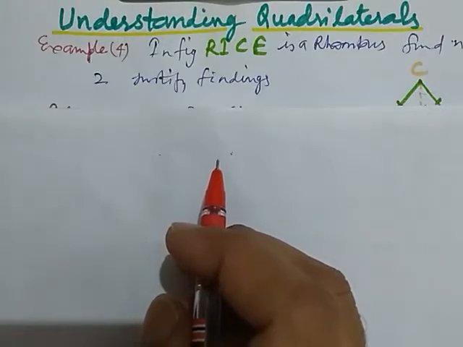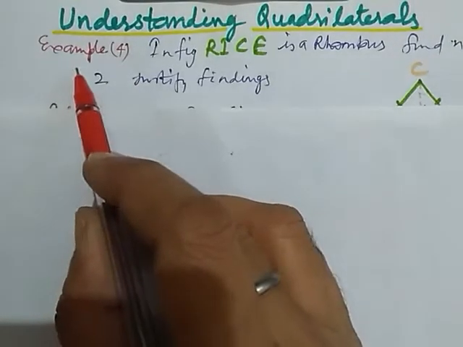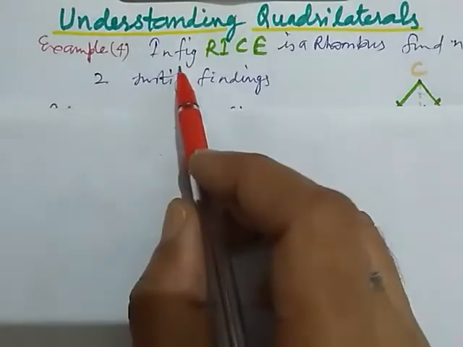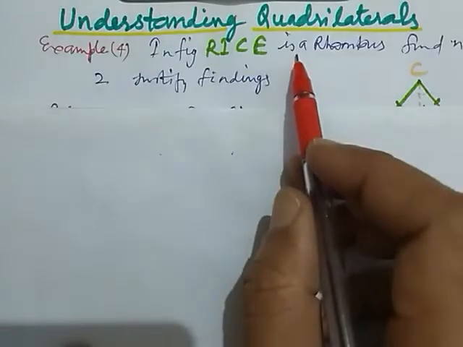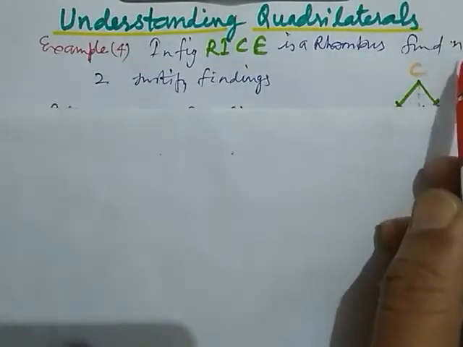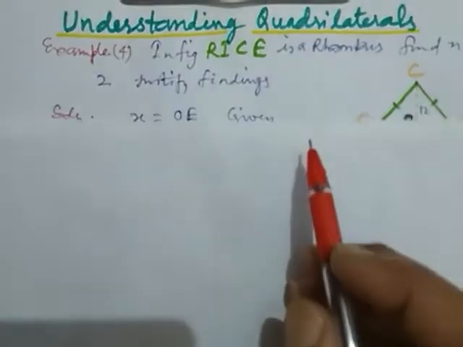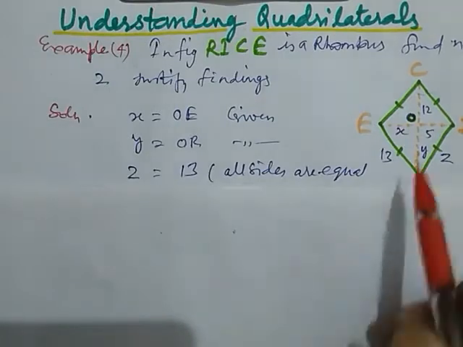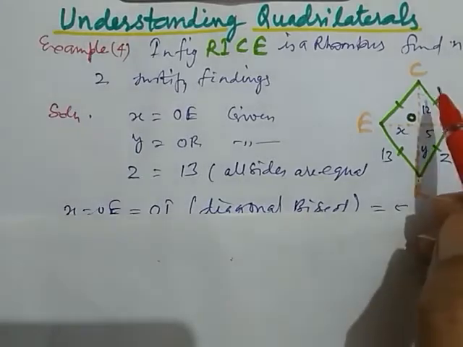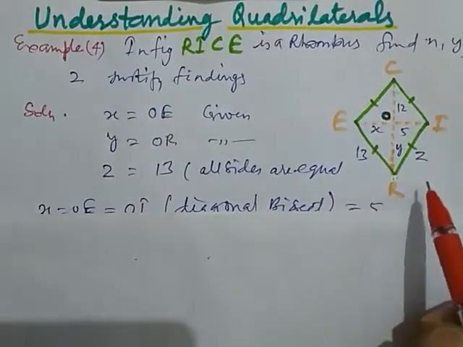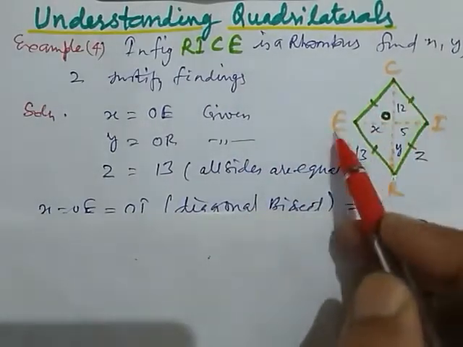Now we learn this with the help of some examples. Here is the example. In the figure, RICE is a rhombus. Find X, Y, Z. Justify your findings. This is the figure. Here is the figure RICE.